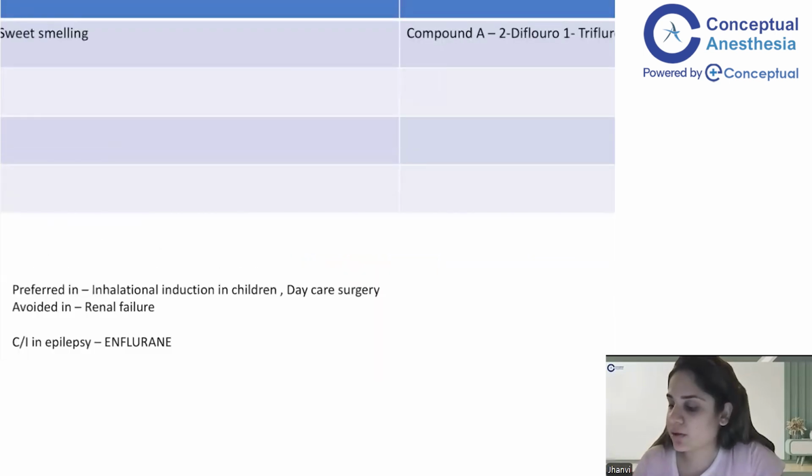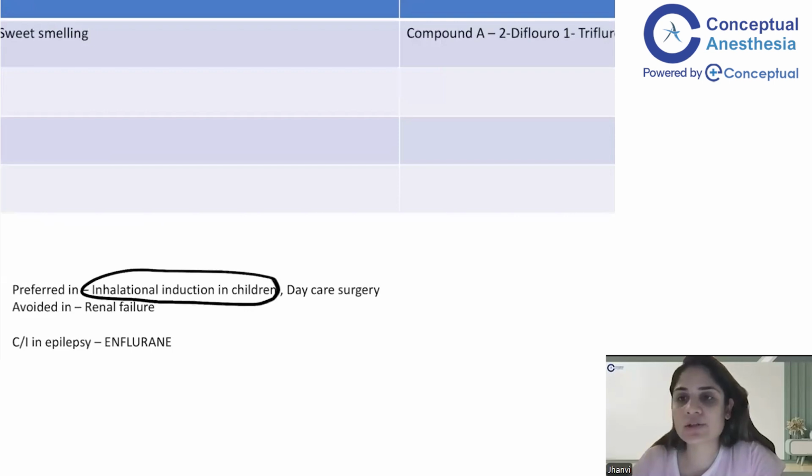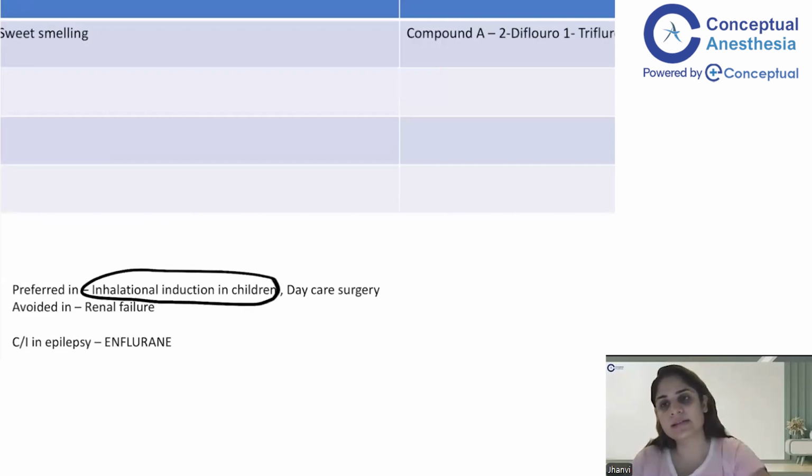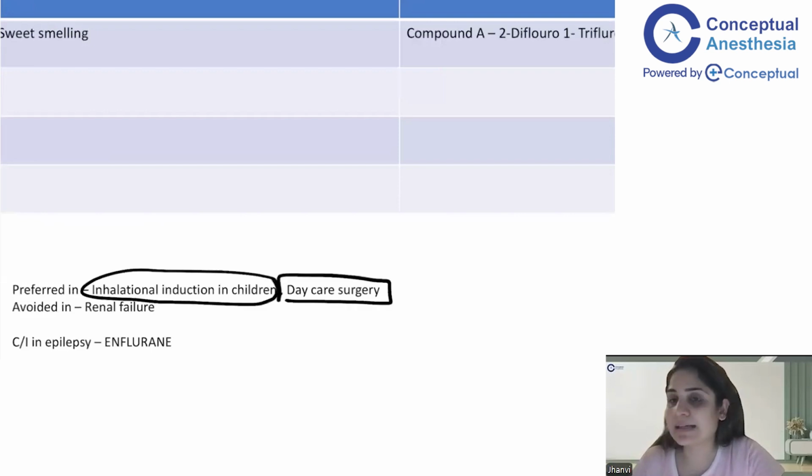First of all, and most important, it is preferred for inhalational induction of anesthesia. This inhalational induction may be either in children or in adults. Sevoflurane is very sweet smelling, and that is why, whenever we consider putting an IV line after inducing the patient, it will be under inhalational induction with sevoflurane. Sevoflurane is also preferred in day care surgery. Why? Because it is short acting, it is sweet smelling, it does not cause many side effects, and the patient wakes up quickly from sevoflurane anesthesia.